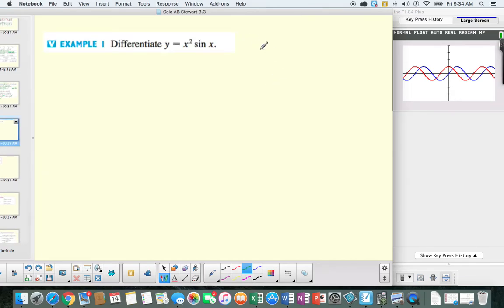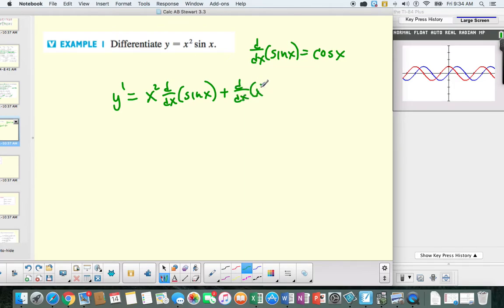All right, so let's write this down again. The derivative of sine of x is equal to cosine of x, and use it to differentiate. y prime is equal to x squared, and I'm going to use the product rule, so I'm going to find the derivative of sine of x plus the derivative of x squared times the sine of x. And we just proved that this is cosine x, and this is a power rule, 2x times sine of x.